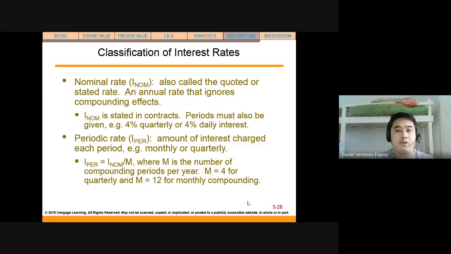Periodic rate is the amount of interest charged each period. So for example, 4%. If it is quarterly compounding, you divide it by 4. If it is monthly compounding, divide by 12. Semi-annually, divide by 2.